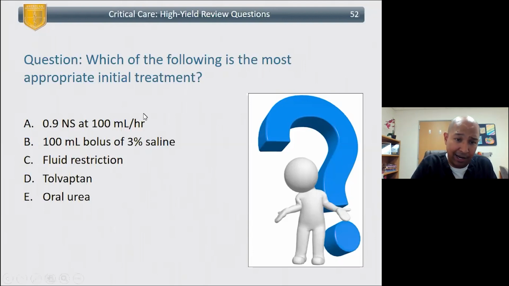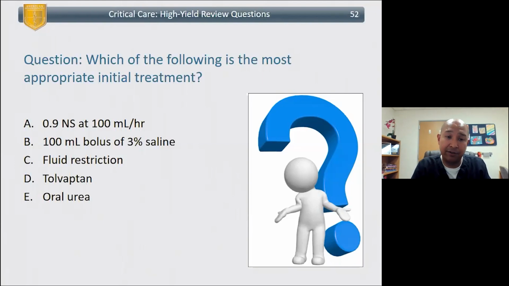Do you want to do a normal saline bolus at 100 mLs per hour? Do you want to give a little hypertonic, 3% saline, a 100 mL bolus? Should we do some fluid restriction? Do you want to use a vaptan? These are vasopressin 2 receptor antagonists, which got FDA approval for people with SIADH. Or oral urea. And I'm going to tell you something for time's sake, that will be the wrong answer on the board exams. We don't use oral urea to help correct hyponatremia.